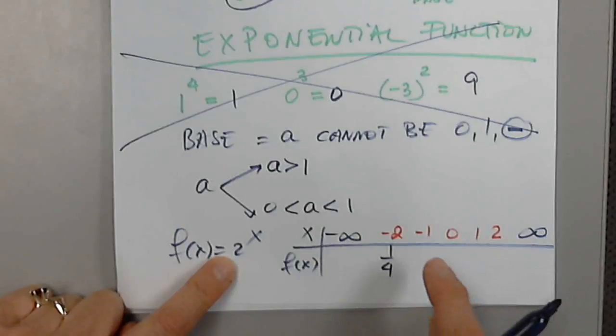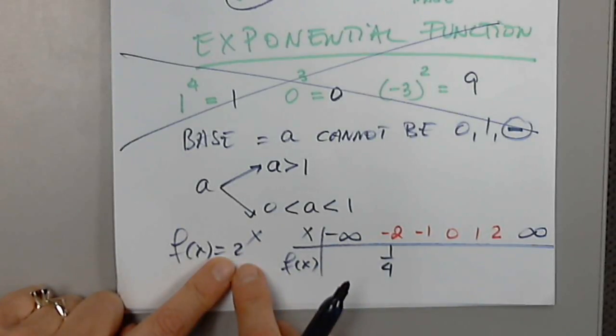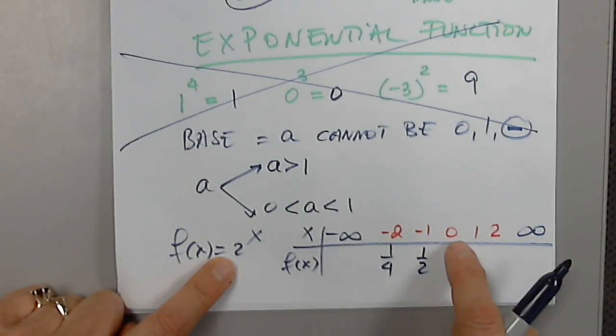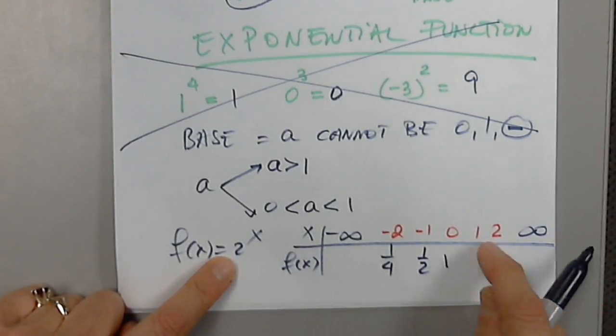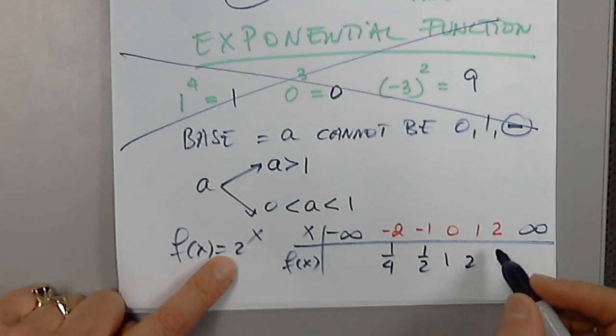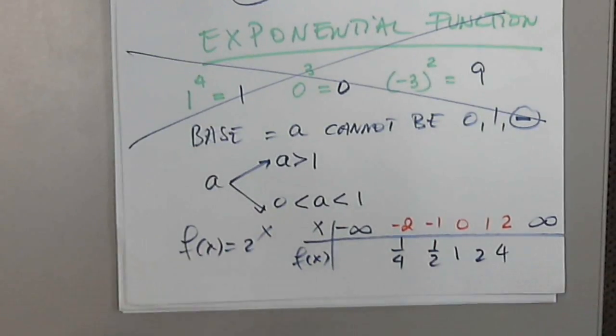Anyone? When I plug in -1, what do we get? 1. Very good. And when I plug in 0? 1. Good. When I plug in 1? 2. And when I plug in 2? 4. Good. We have not determined the end behavior for any function the way I'm going to do it here, so don't really apply it to other functions. It works here though. I'm going this way.